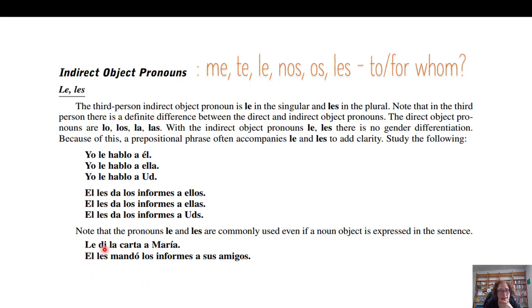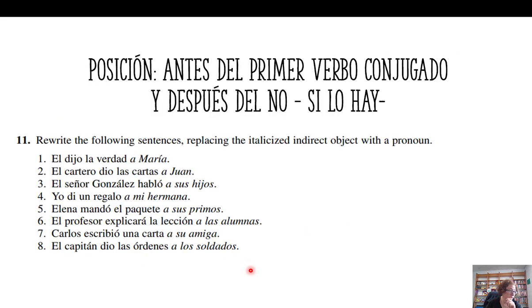So yeah, le di la carta a María, les mandó los informes a sus amigos. So you can see here, a María is here as well. It's just because it's clarifying that le is for this person. And the same here, les to my friends. Okay, so let's try the exercise. And we're going to change all these italics into the indirect object pronoun. So María would be le. So we could say, él le dijo la verdad.